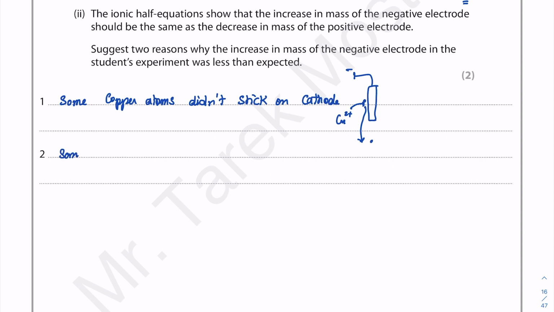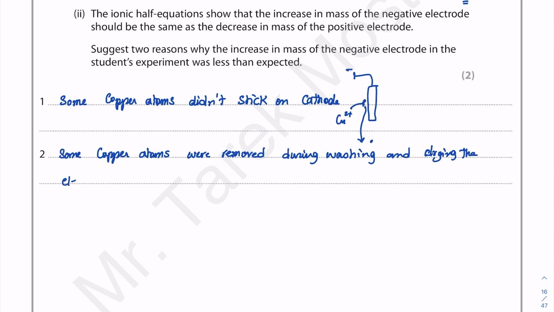يبقى هنا some copper atoms were removed during washing and drying the electrode. ده كده الحل التاني، ان يكون وانت بتغسل الالكترود عشان خاطر تشيل مطرحه الكوبر سلفيت سوليوشن اللي عليه، حبة من الكوبر اتمز اللي كانوا ماسكين على الالكترود وقعوا من على الالكترود، فعشان كده خلى وزن الالكترود اقل من الاكسبكتد.